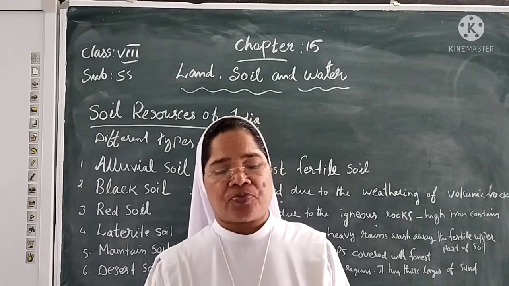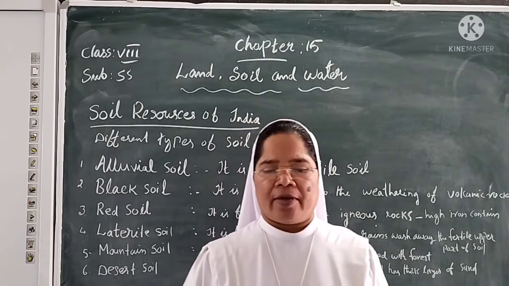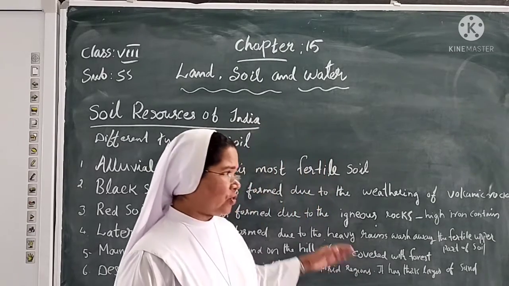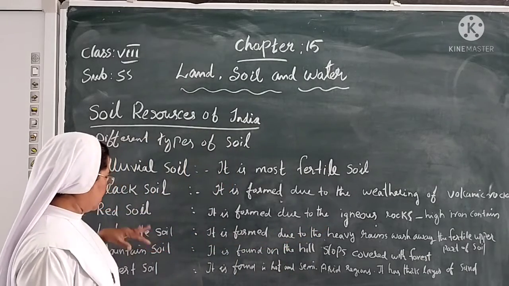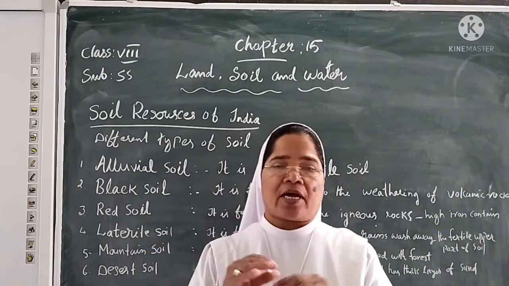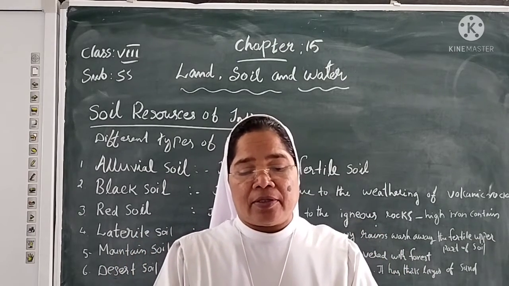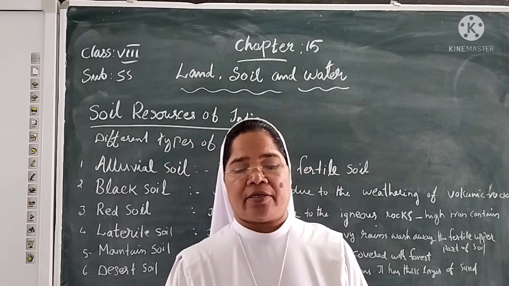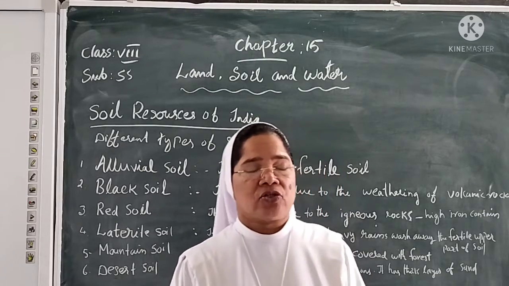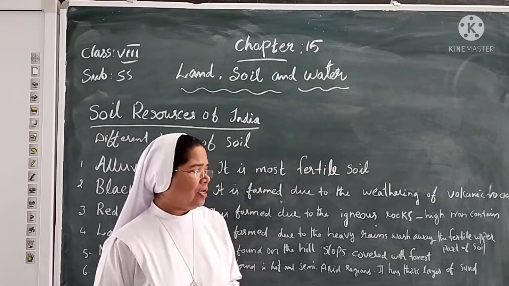The red soil is found in the peninsula of India. The red color of the soil is due to the high iron content. When we see the red color, it is due to the high iron content. This soil can be made fertile by adding manure and chemical fertilizers.